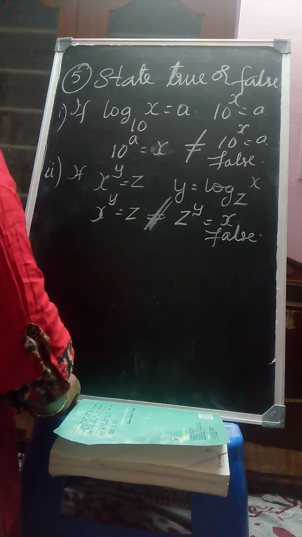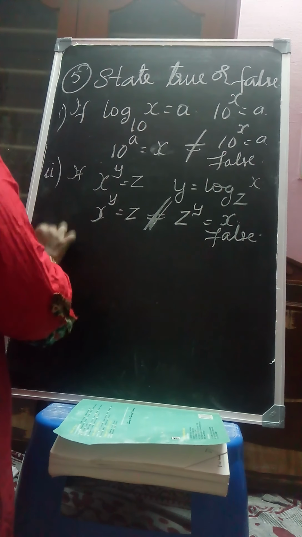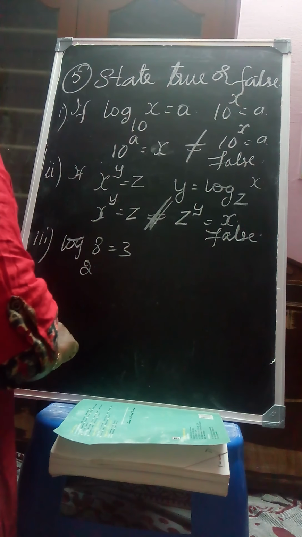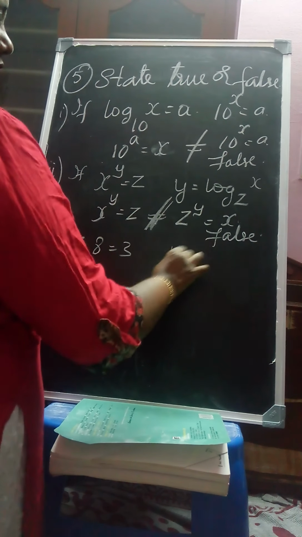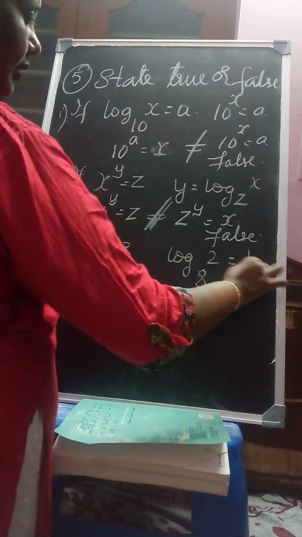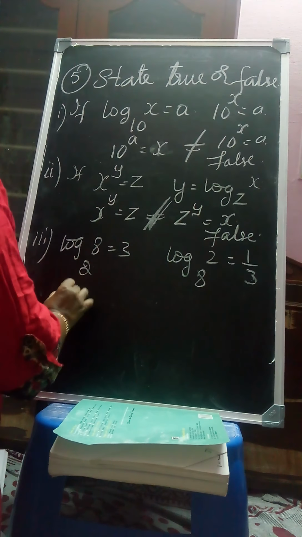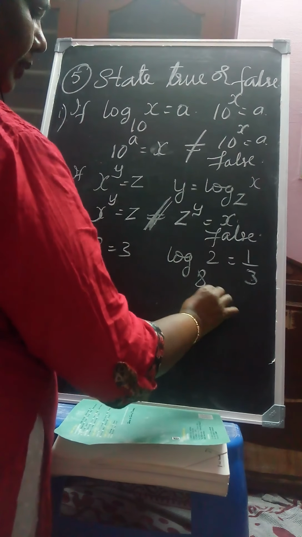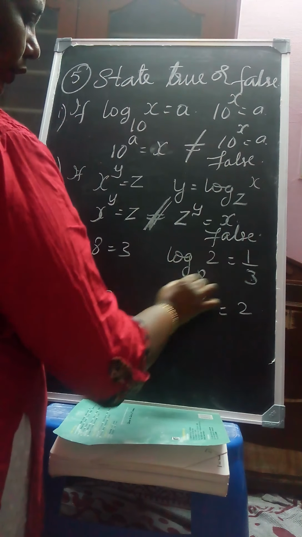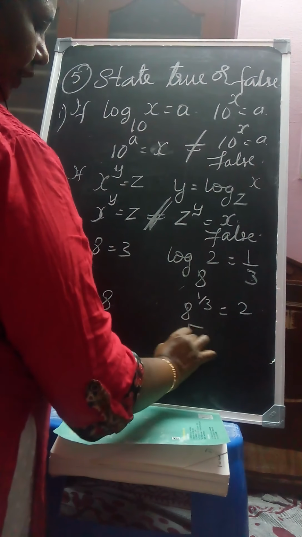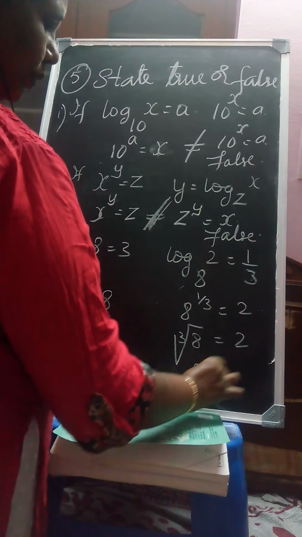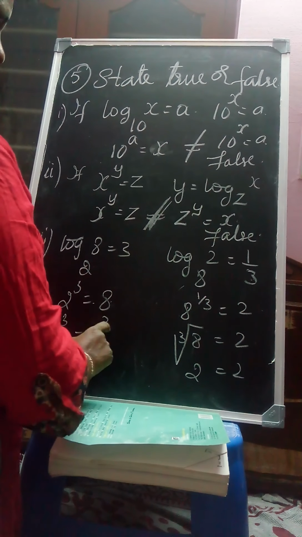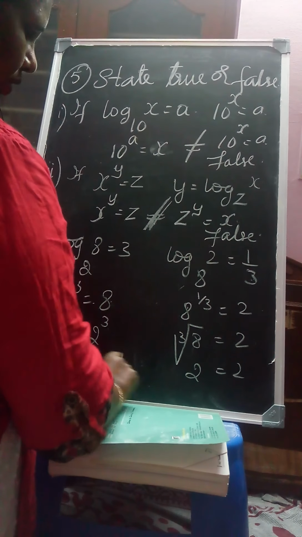Then, third one, log₂ 8 is 3. Log₂ 8 is equal to 3. Now, log₈ 2 is equal to 1 by 3. Now let us think about this. 2 raised to the power of 3 is equal to 8. Now here, 8 raised to the power of 1 by 3 is equal to 2. Now see here, cube root of 8. What will be the cube root of 8? 2. 2 is equal to 2. Now see here, 2 cube is equal to 2 cube. 8 is 2 cube. So on both sides it is the same. Therefore the statement is true.